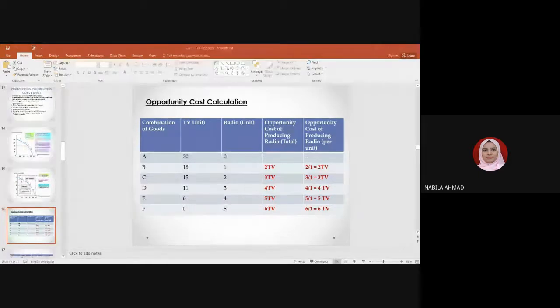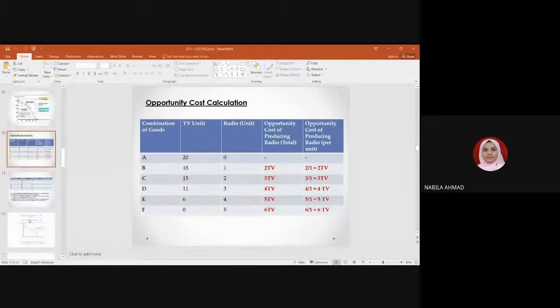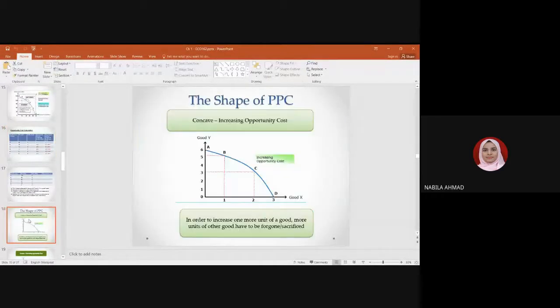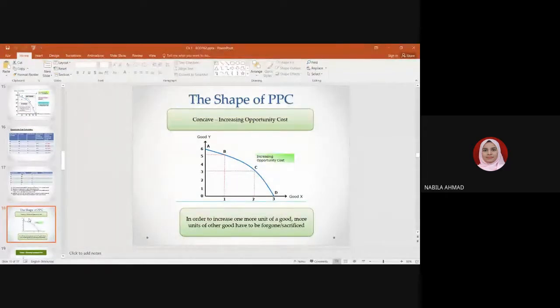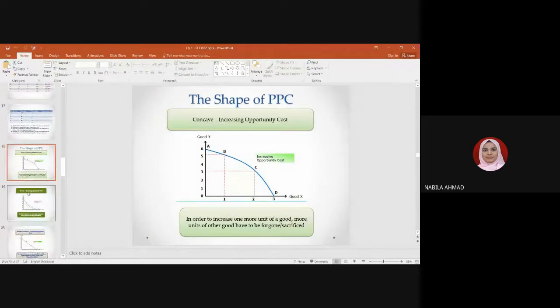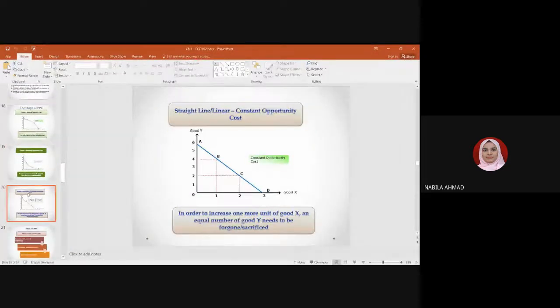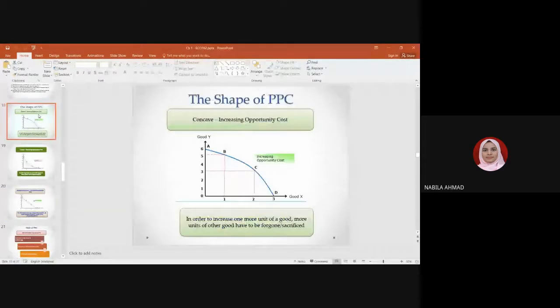Okay. So kita continue dengan shape of PPC. Right, basically there are three shapes of PPC: concave, convex, and straight line or linear. So ketiga-tiga PPC ni shape dia bergantung dengan types of opportunity cost. Okay, so basically there are three types of opportunity cost juga. Yeah, increasing opportunity cost, decreasing opportunity cost, constant opportunity cost.